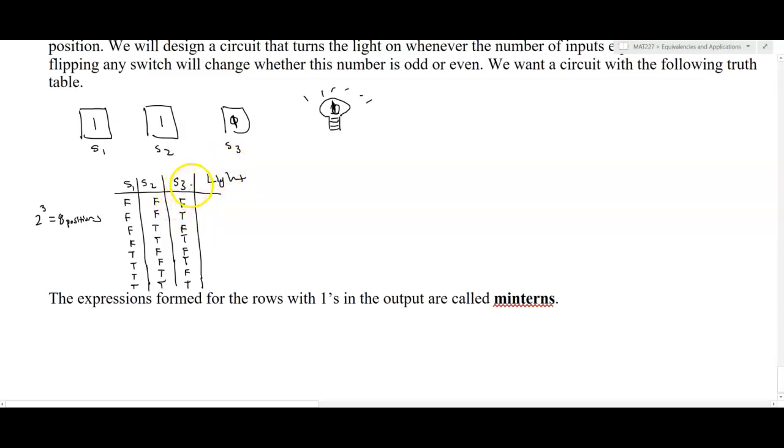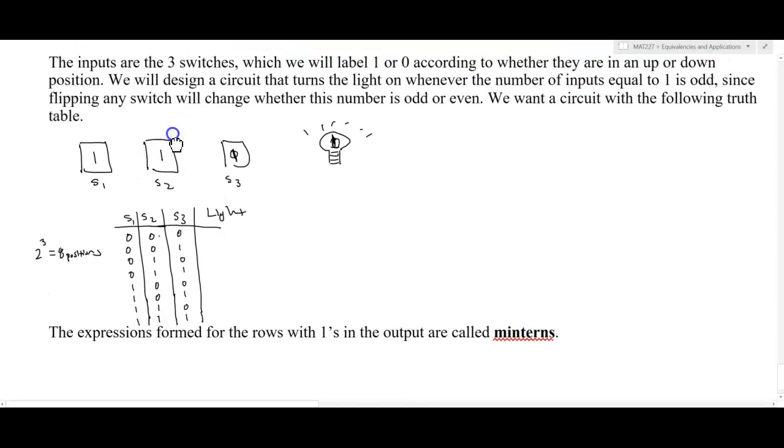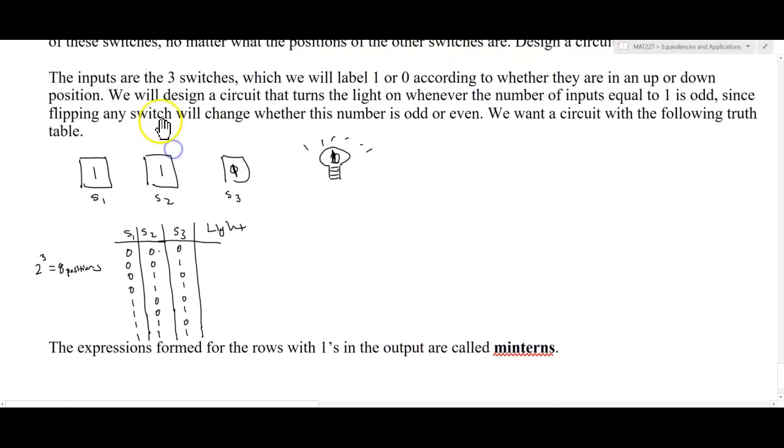So we could have used 1s, I don't know why we use falses and trues here. Let me use 1s and 0s. Okay, so if all of the switches are off, what do we want to happen? Well, we'll design a circuit that turns the light on whenever the number of inputs equal to 1 is odd. Well, that's not the case here, so we don't want the light to turn on.